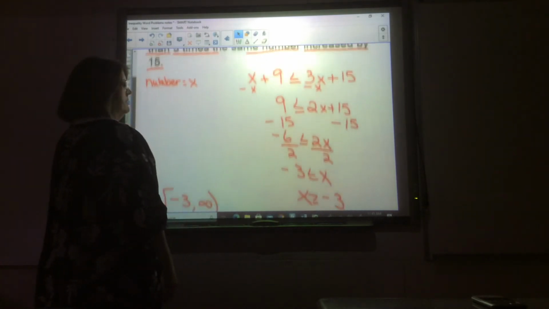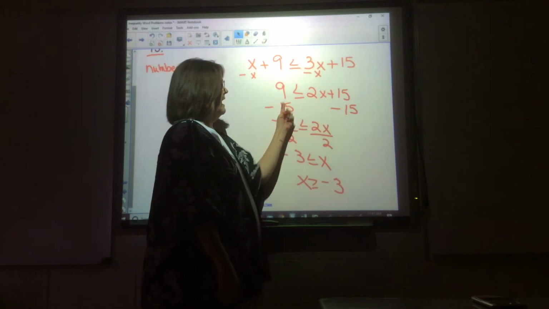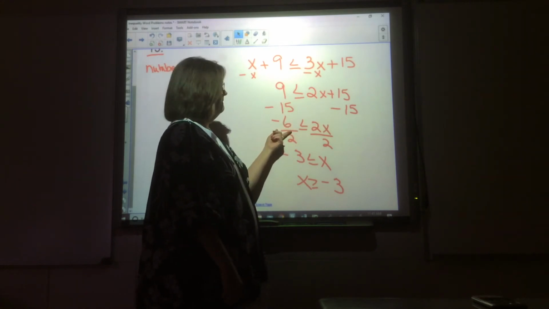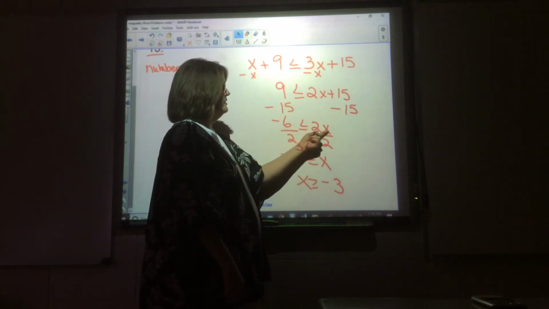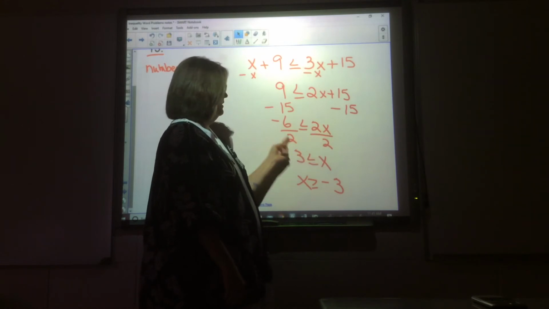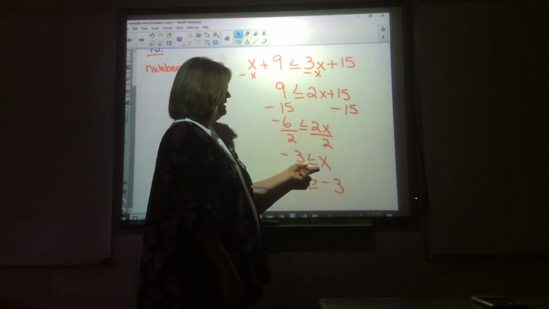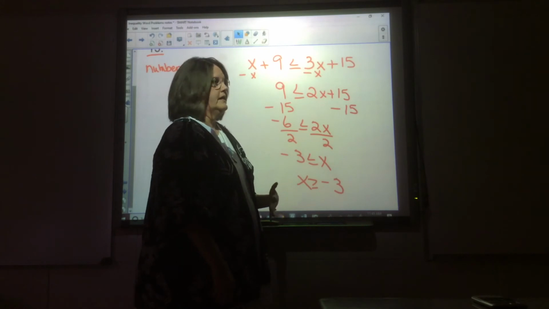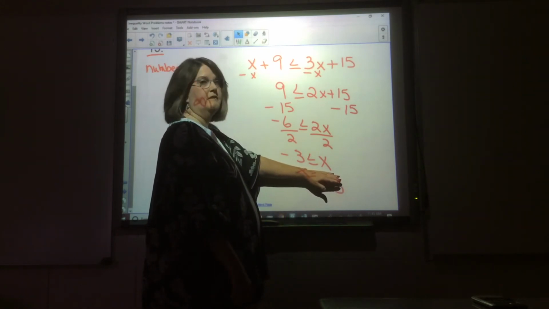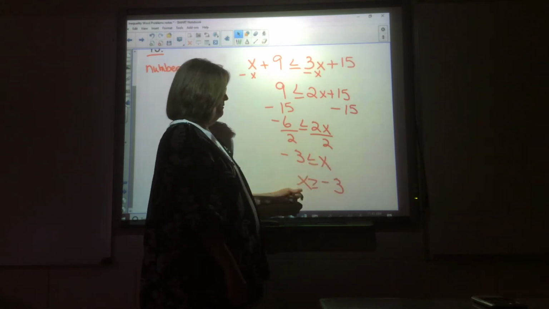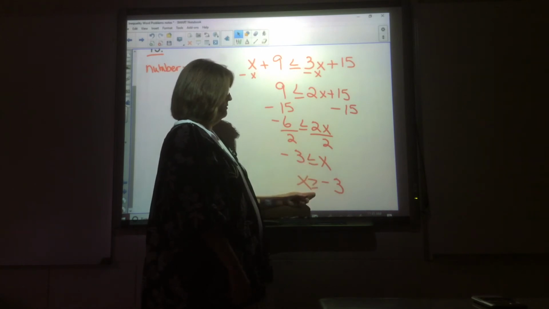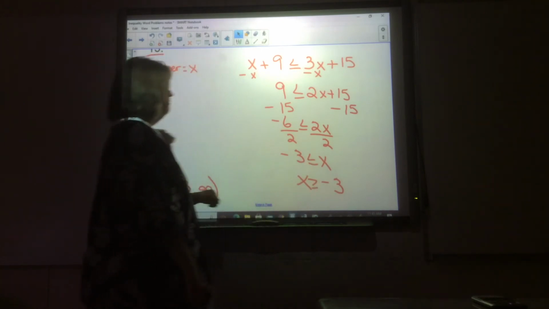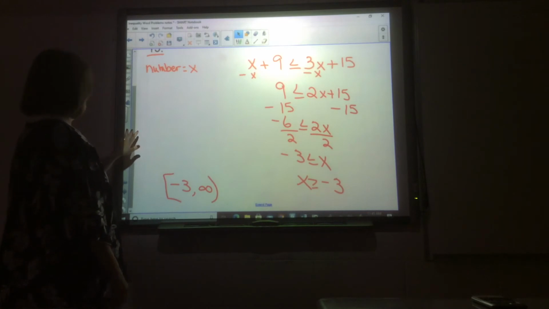All right? Now we're going to subtract 15, and 9 minus 15 is negative 6. And negative 6 is less than or equal to 2x. Then you divide by 2. That gives me negative 3 is less than or equal to x. Now, that doesn't help me with anything. I want my variable on the left, so I flip it around. And when I do, remember, you have to flip your inequality sign. So x is greater than or equal to negative 3.